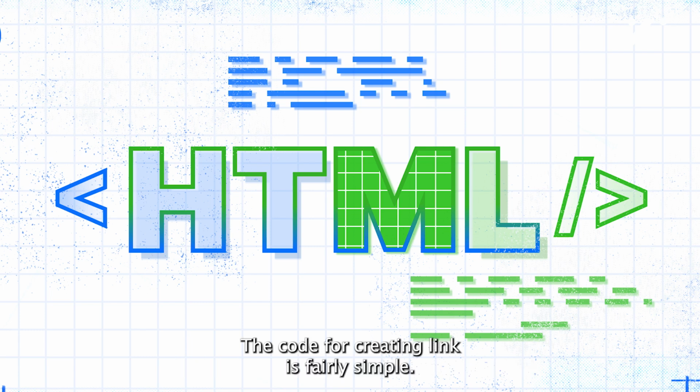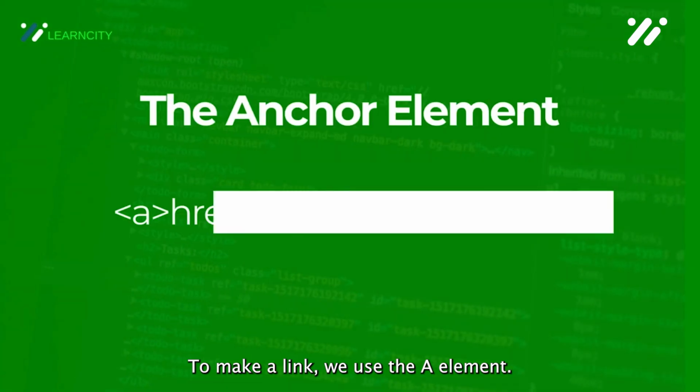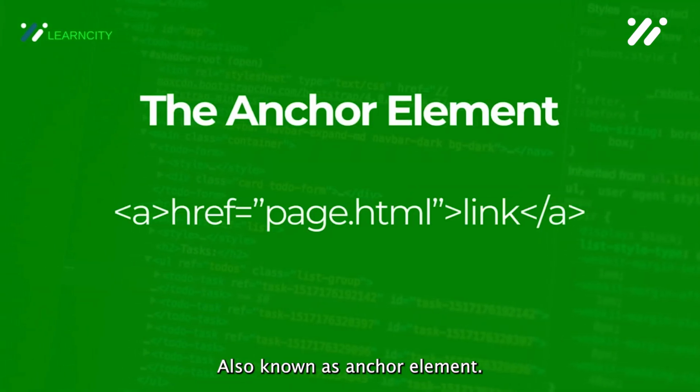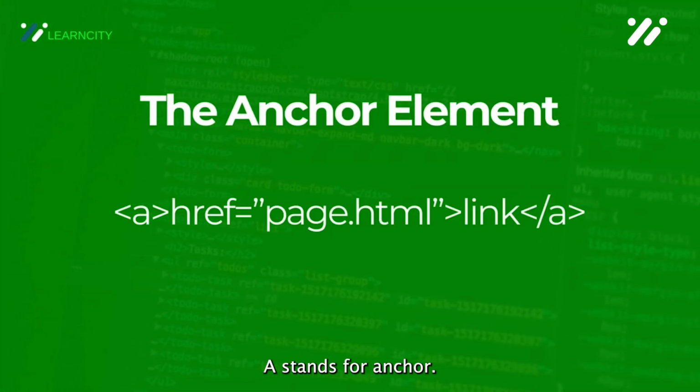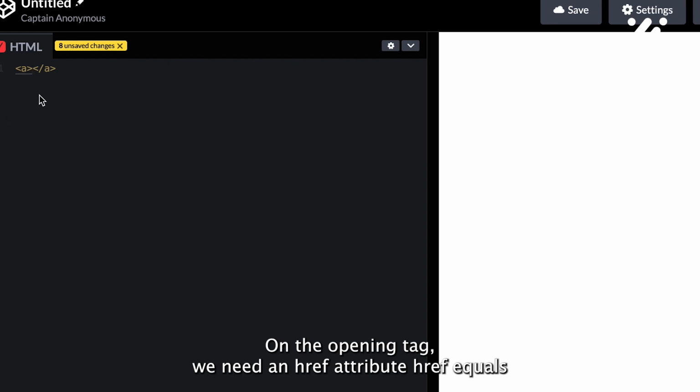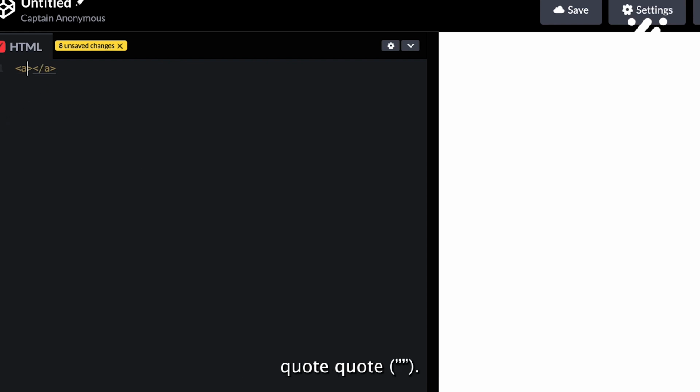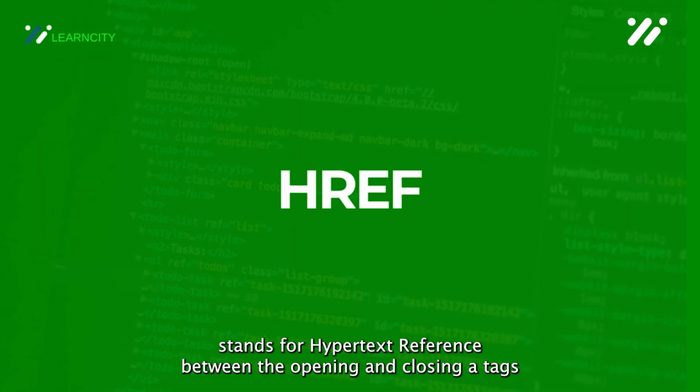The code for creating a link is fairly simple. To make a link, we use the A element, also known as the anchor element. A stands for anchor. On the opening tag, we need an href attribute. href equals quote, quote. This points to where the link will go. Href stands for hypertext reference.